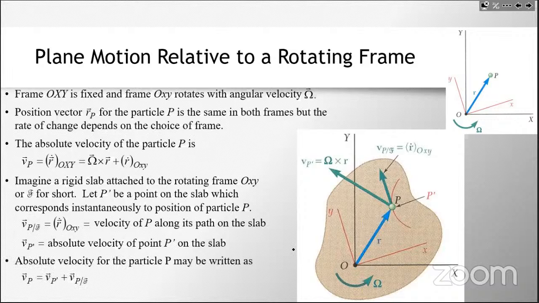Right, so VP is equal to VP prime plus VP with respect to the rotating frame. This is very similar to our relative velocity equation, right? Except in this case, we're relating the two reference frames to one another, so there's some velocity that we take into account from viewing this from a fixed reference frame, and there's some velocity that we're getting from the rotation. And both of these things need to be accounted for to get the total velocity of some point on our rigid line.